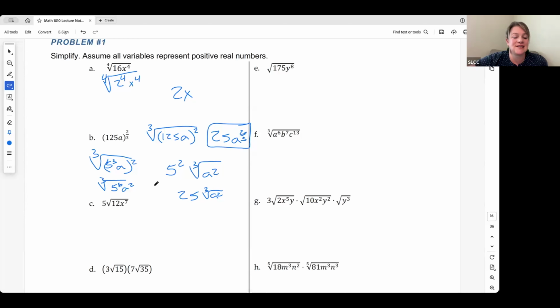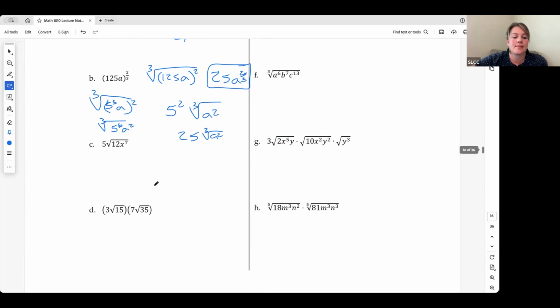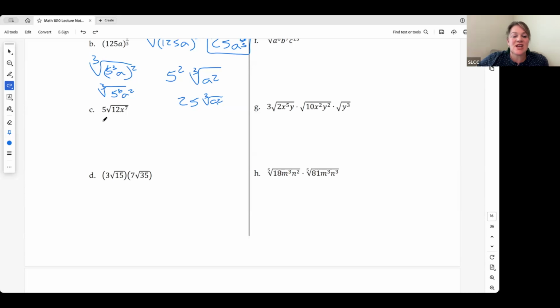All right, let's look at C. Here we have 5 out front, so we're just going to leave it there. And then we're taking the square root. Remember, you can think about making 2 pieces: what can come out and what has to stay in. When I think about 12, that's the perfect square of 4 times 3. And then I think about x to the 7th.